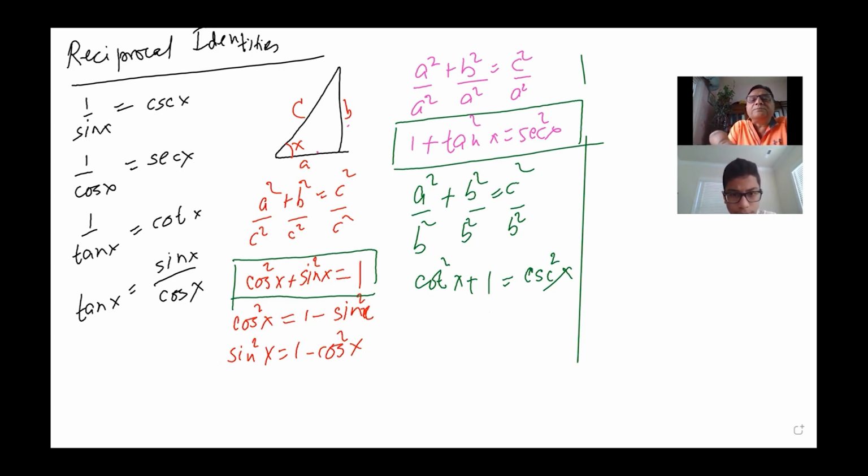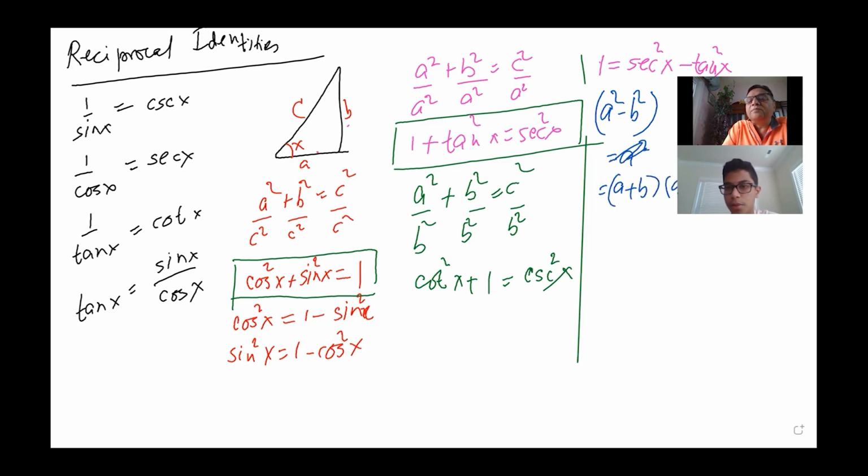So how I can write this, look here, I could actually write this statement as 1 equals to secant square x minus tan square x, correct? Now that is a difference of squares. So I hope you remember this particular formula. What is a square minus b square equal to? A plus b times a minus b, right? So that means I could actually write 1 equals to secant square x minus tan square x as 1 is equal to secant x plus tan x times secant x minus tan x.